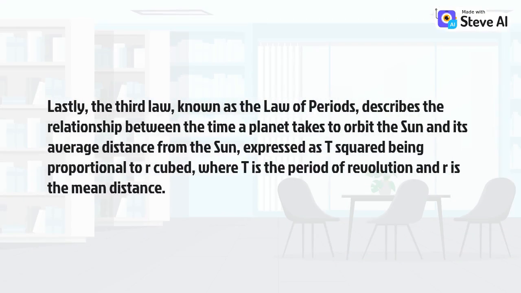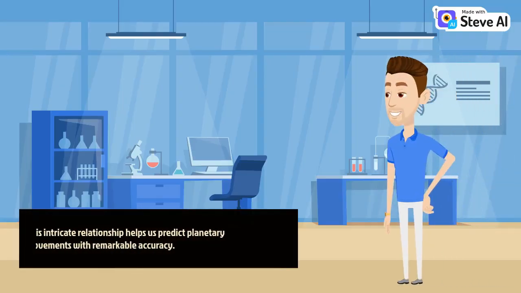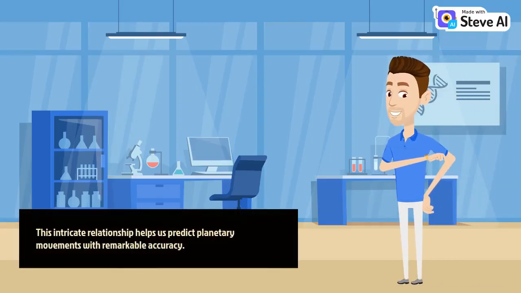Lastly, the third law, known as the law of periods, describes the relationship between the time a planet takes to orbit the Sun and its average distance from the Sun, expressed as T squared being proportional to r cubed, where T is the period of revolution and r is the mean distance. This intricate relationship helps us predict planetary movements with remarkable accuracy.